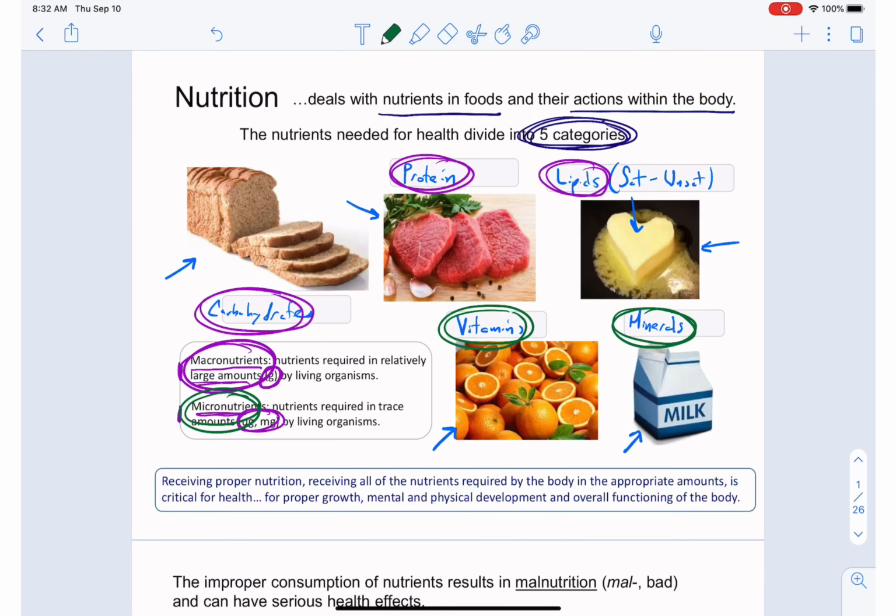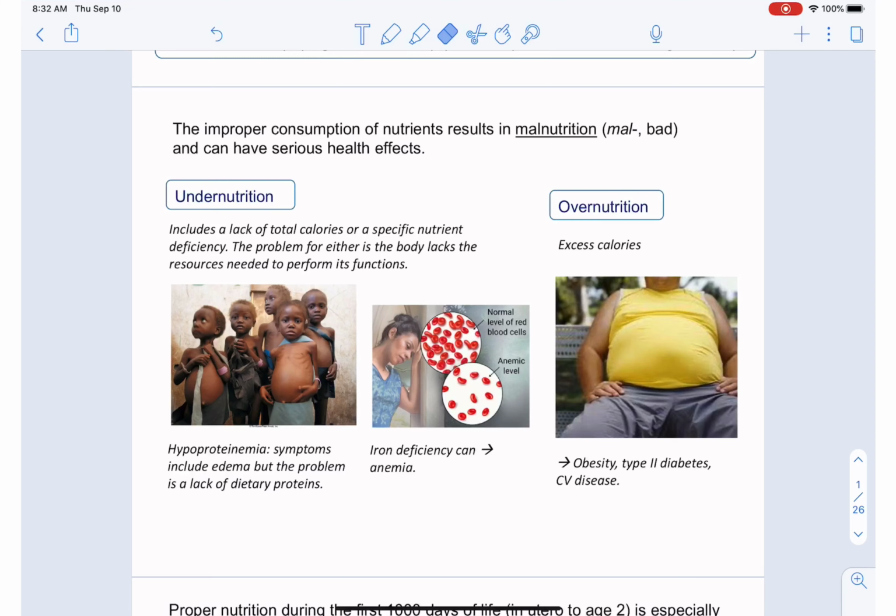And it's important to note that receiving proper nutrition, receiving all of these nutrients that we just talked about and in the appropriate amounts is critical for health. It's critical for growth, mental and physical development, and overall functioning of the body. Now, the improper consumption of nutrients results in something called malnutrition. Mal meaning bad. And this can have serious health effects.